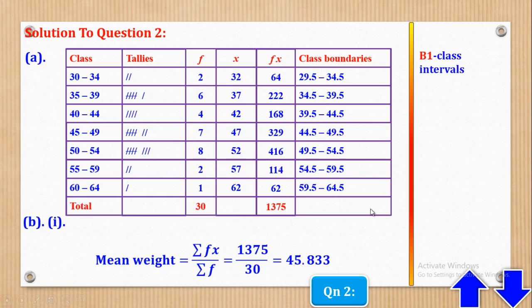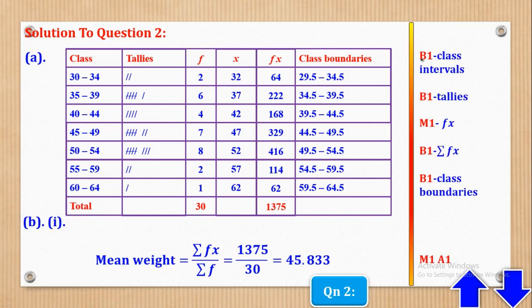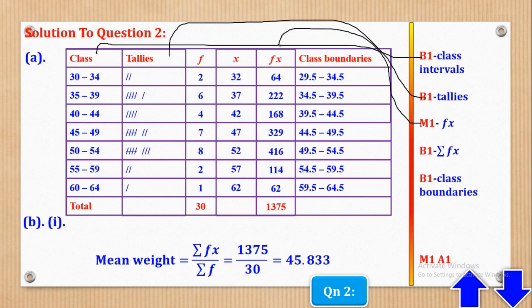So before we go to the next slide, let's see how marks can be awarded in this slide. B1 is for these class intervals, then another B1 is for the tallies, another M1 is for the values of fx, then B1 is for the summation of fx, then B1 for the class boundaries, then M1 is for substituting the formula for mean, and A1 is for the final output.